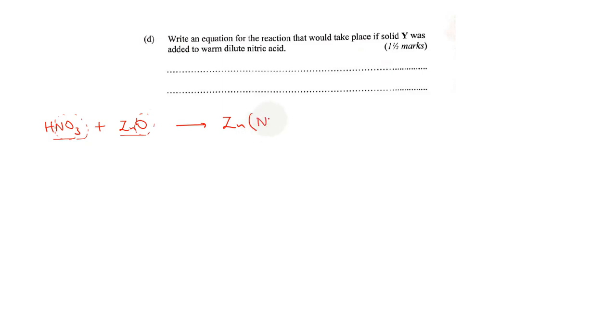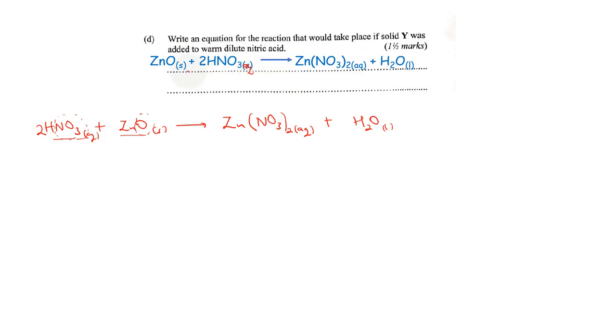Valence of zinc is 2, so we shall put a bracket and then add a 2. All nitrates are soluble, so this will be aqueous. Our zinc oxide is a solid, our nitric acid is aqueous, then plus our water, which is a liquid. So is it balanced? No. Nitrogen we have 2, so we shall put here a 2. So this will be the equation when zinc oxide reacts with nitric acid. So zinc oxide solid, when it reacts with nitric acid, we form zinc nitrate and water. So this is the equation.